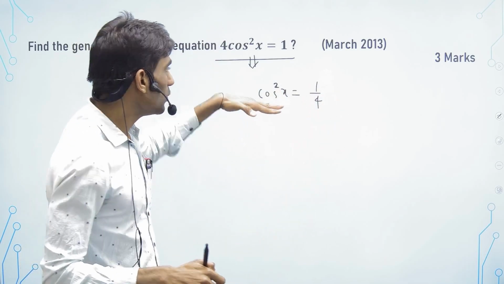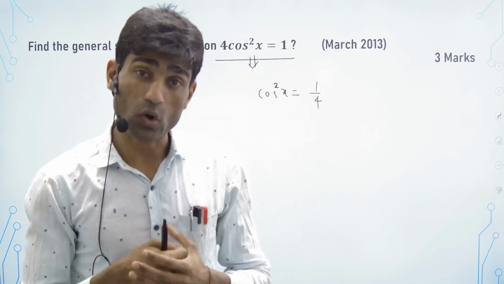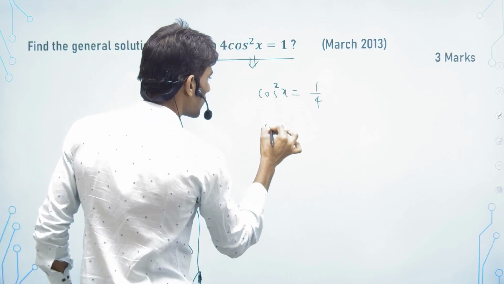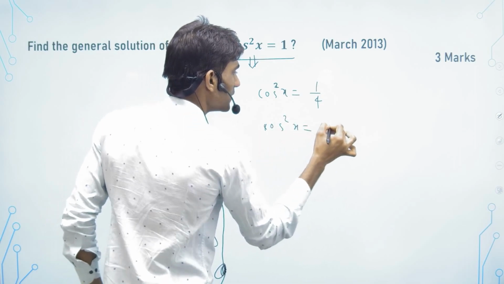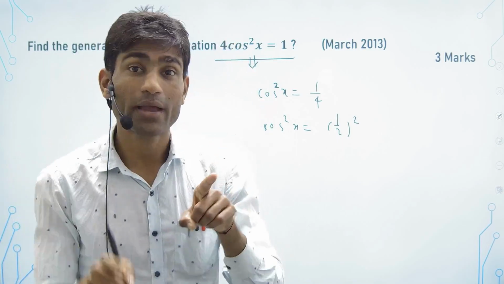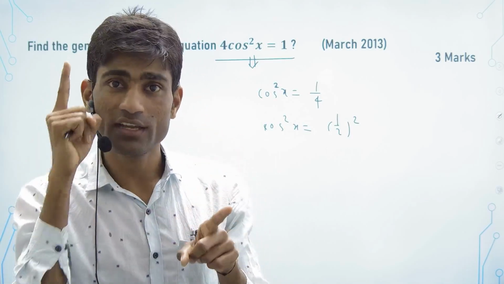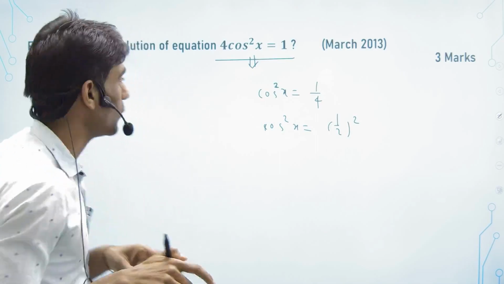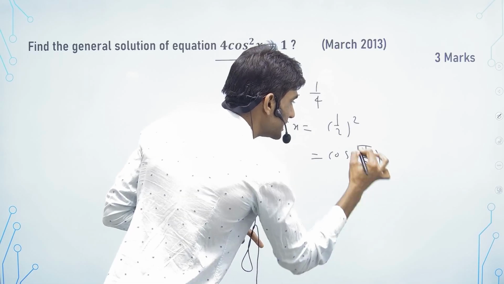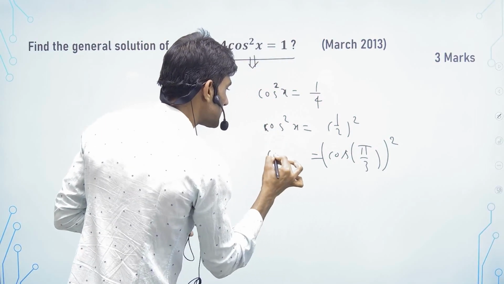Okay, so as we know that one side is in the form of cos square theta, so let us try to transform the other side in the form of cos square theta too. Cos square x can be written as (1/2) squared. We know that sin 30 has value 1/2, so in the opposite direction, cos 60 gives us value 1/2. That means we can write cos of pi by 3, which means 60 degrees, and cos pi by 3 squared is equal to cos square of x.